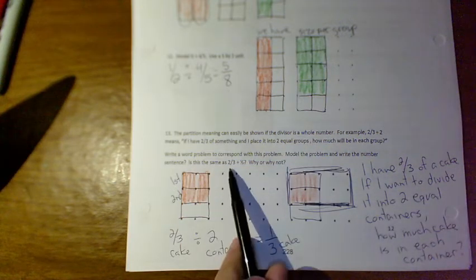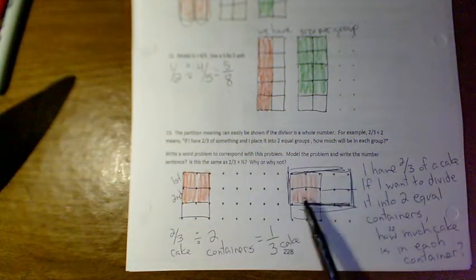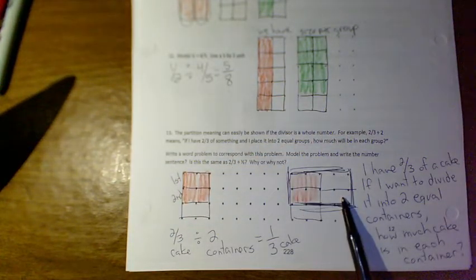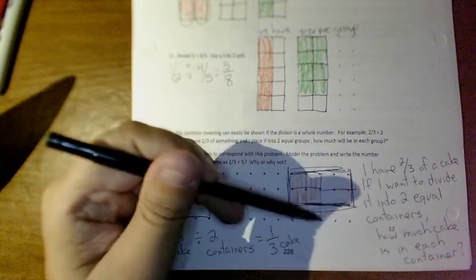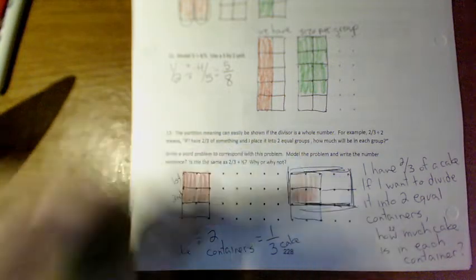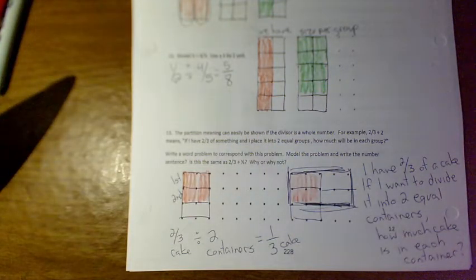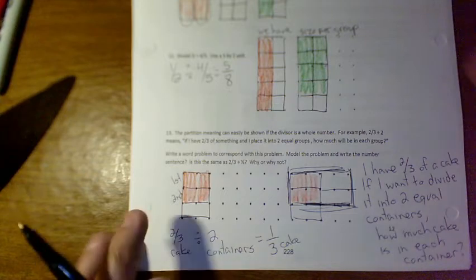So 2/3 divided by 1/2, the answer, there would be 4 slices of cake in the container, compared to the 3 slices it takes to make a full cake. So 2/3 divided by 1/2 is 4/3 actually. So no, those are not the same.